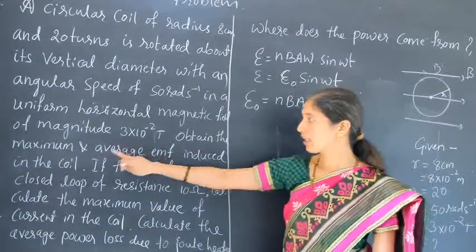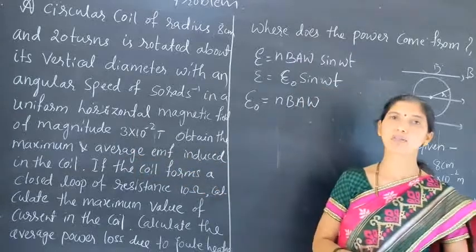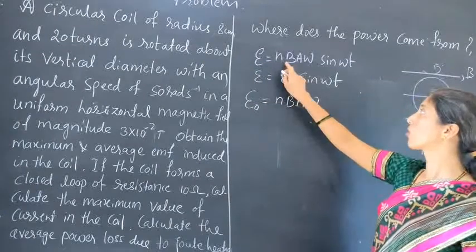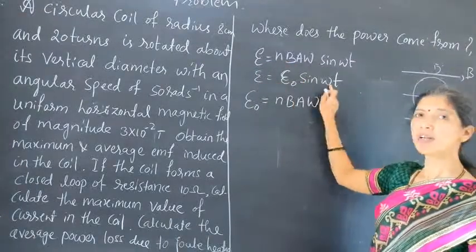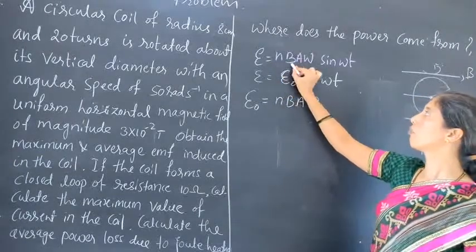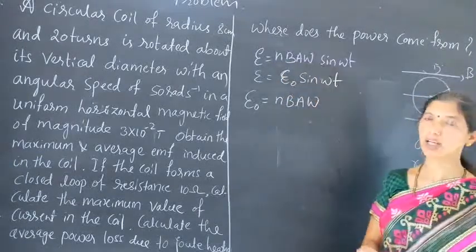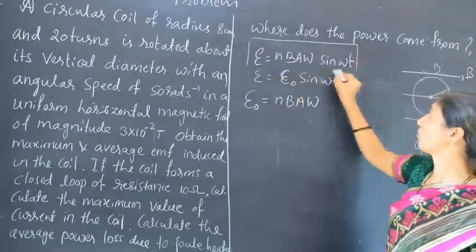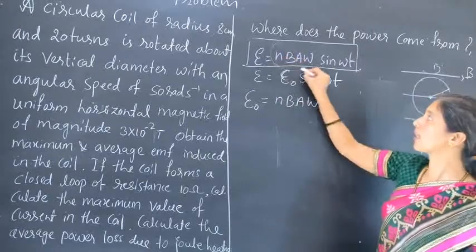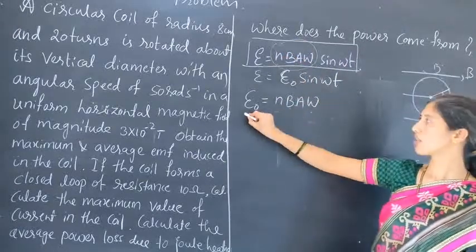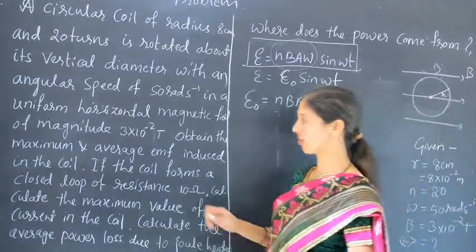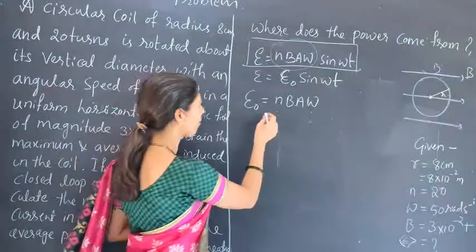See here, obtain the maximum and average EMF induced. You know the formula, EMF induced is E is equal to E naught sin omega t, or you know that E is equal to NBA omega sin omega t. This formula you know. Now E naught is equal to NBA omega. Let us calculate the value of E naught first by substituting all the given quantities.